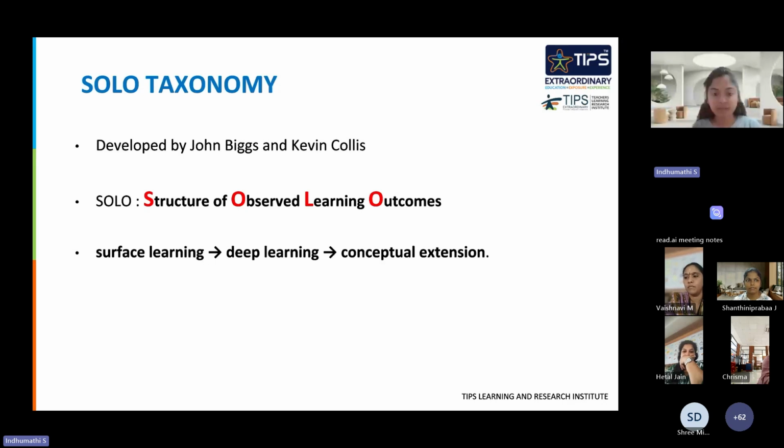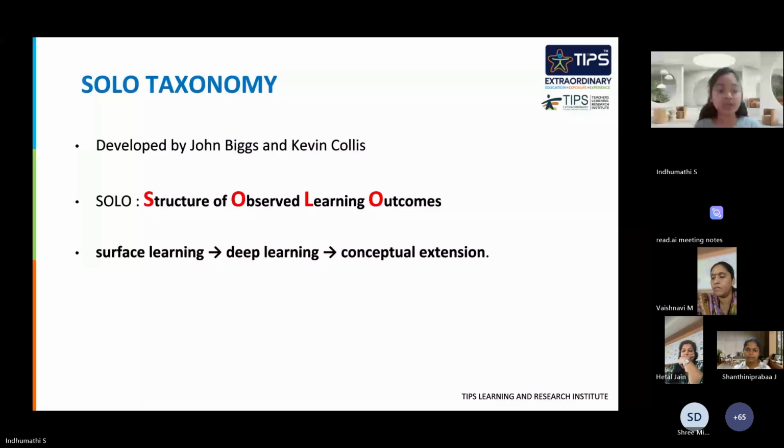And eventually it supports our planning, differentiation, assessments, and student agency. And it helps us to make the learners move from surface learning to deep learning and then to conceptual extension. And yes, SOLO shows that learning is a progression. And to understand these different levels of thinking, we have 5 levels of SOLO.